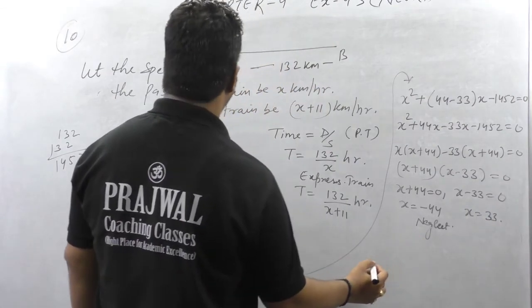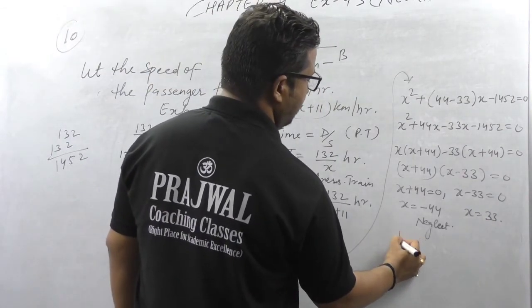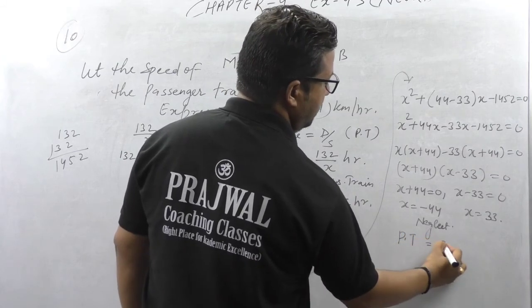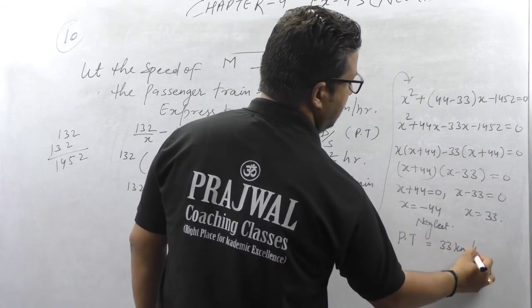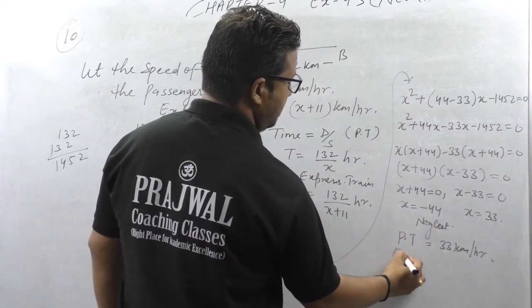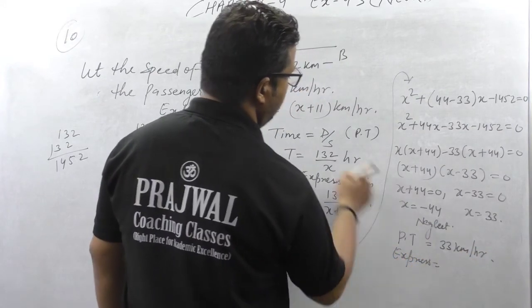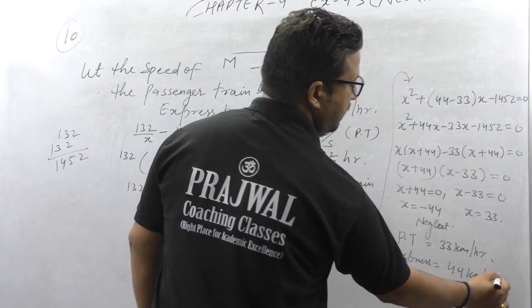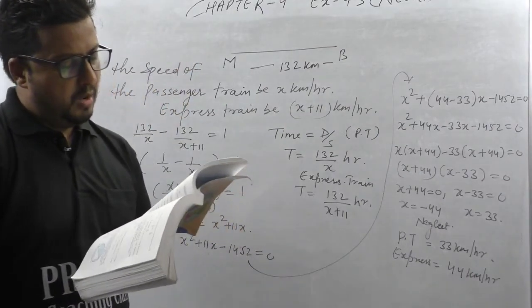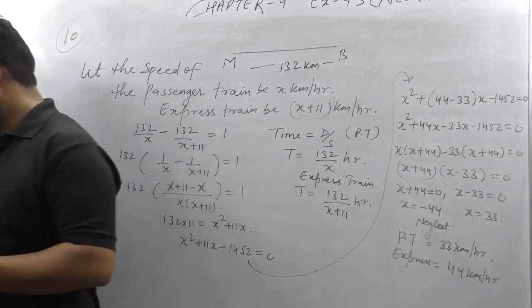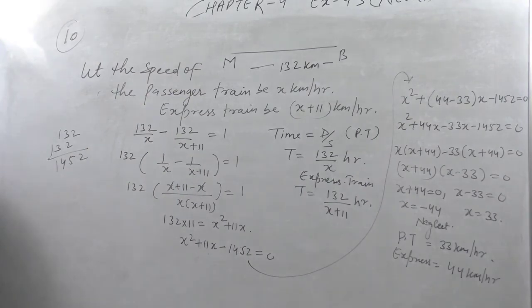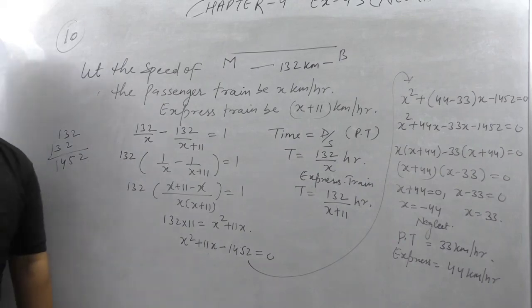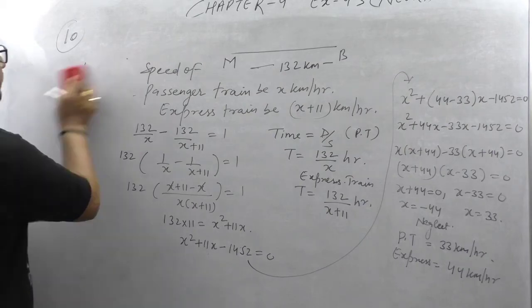So the speed of passenger train will be how much? 33 kilometer per hour, and for our express train we have to add 11 in this, so it will be 44 kilometer per hour. Quickly copy it down everyone. I hope you have copied everyone. Now we can move to the 11th question.